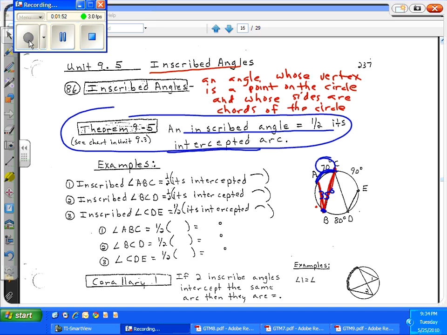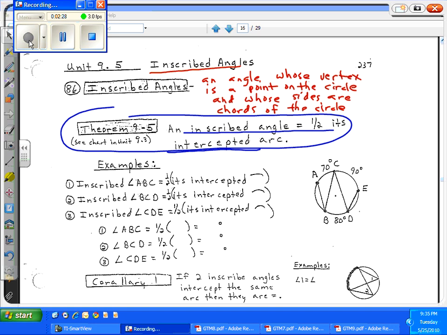And so an inscribed angle is an angle whose vertex is a point on the circle and whose sides are chords of the circle. An inscribed angle is equal to half the measure of its intercepted arc. And what we put in the chart was, if the vertex is on the circle, the angle's half the arc. If the vertex is the center, the angle is equal to the arc. Okay? So, let's clean this up a little bit.